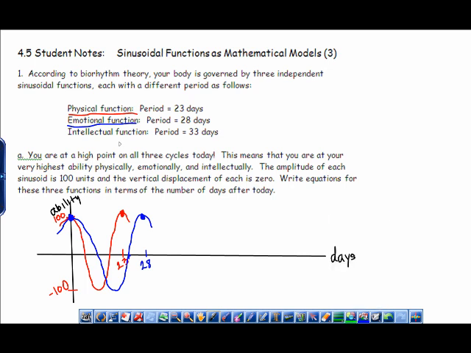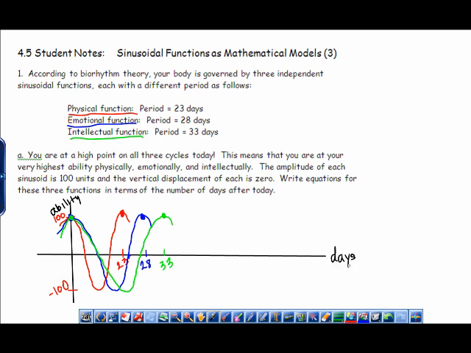Okay, now let's do green for the intellectual. This is the longest period. This is 33. And again, it starts off at 100. After 33, back at 100. Again, I'm not going to get too caught up in the details of where these low points are. I'm going to plot this in my calculator in a minute, so that I can get a better picture anyway. But if you notice with these 3 graphs, they all have something in common.